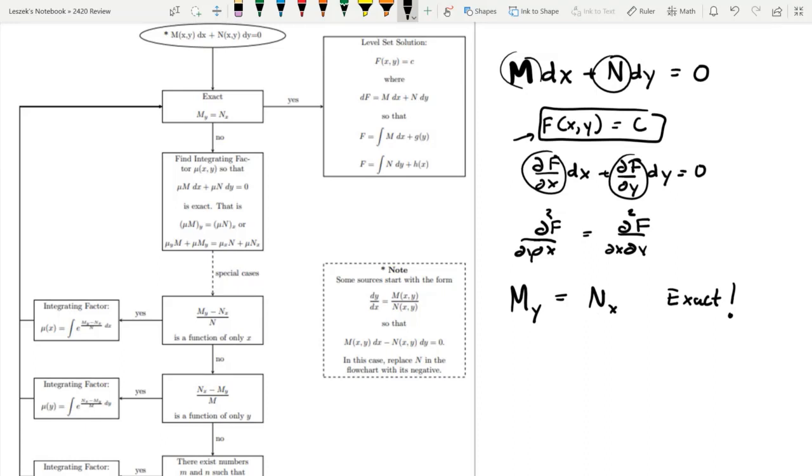So let's do an example of something which is exact, and then of course on your test you would get something that's not exact. So we'll review how to fix that by finding an integrating factor.